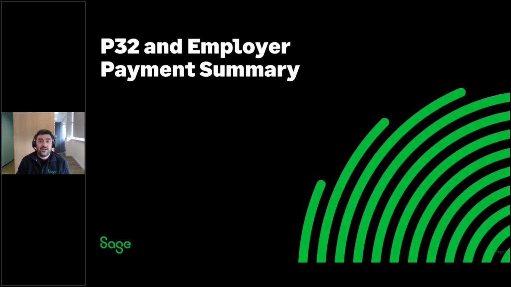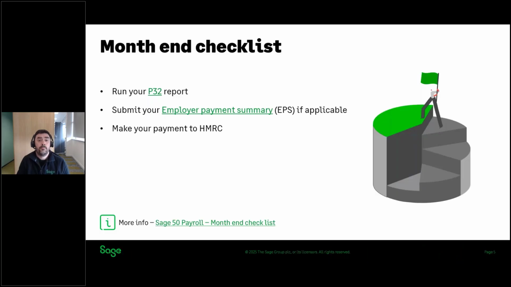So let's get started with the P32 and employer payment summary. And these tasks will form part of our month-end checklist, which I'm going to work through in the demonstration. Just the 3 items to consider. Number 1 is you need to run your P32 report, and that's going to tell you how much you need to pay to HMRC at the end of the month.